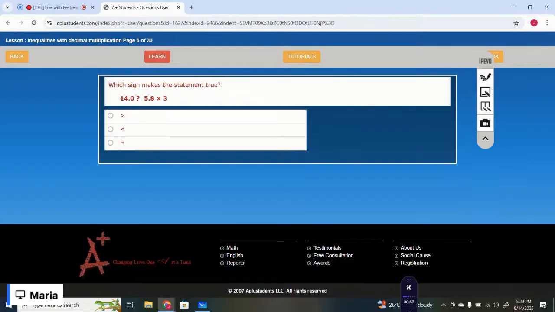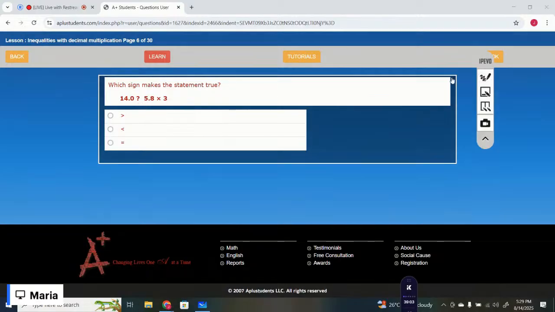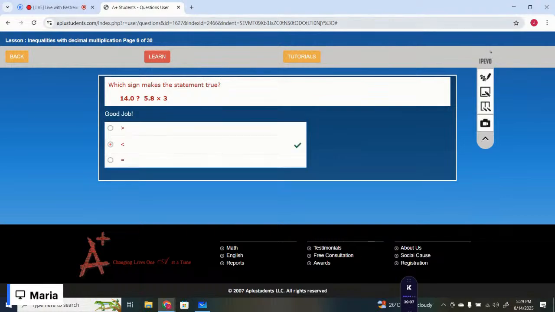Which sign makes the statement true? 14. Just look at the whole numbers. 3 times 5 is 15. So 14.0 is less than 5.8 times 3.